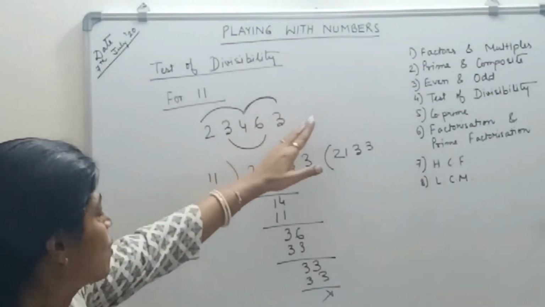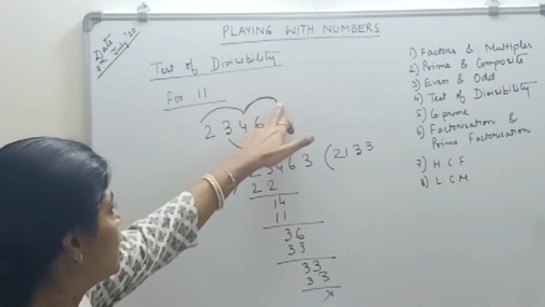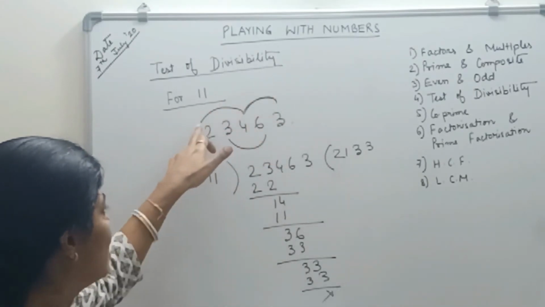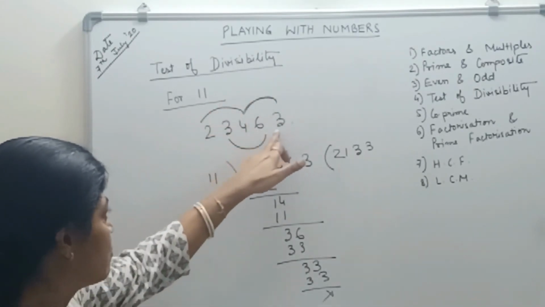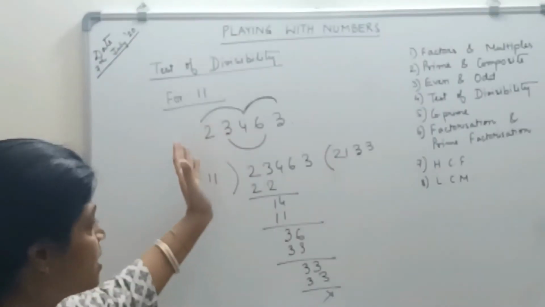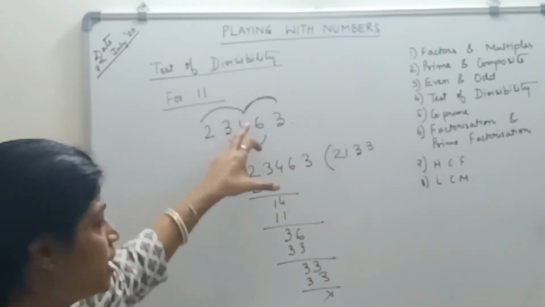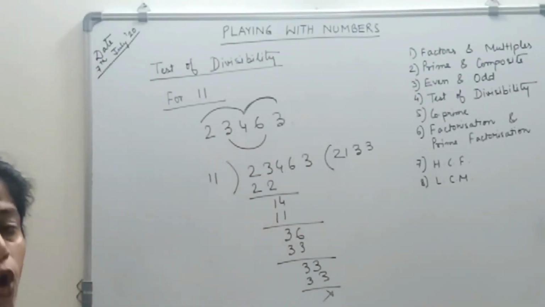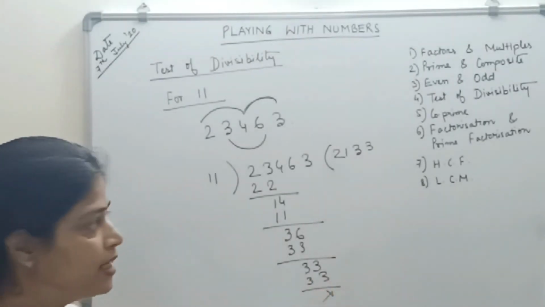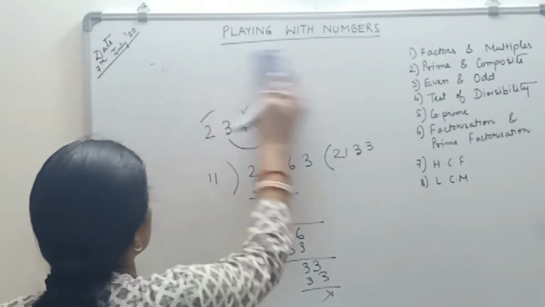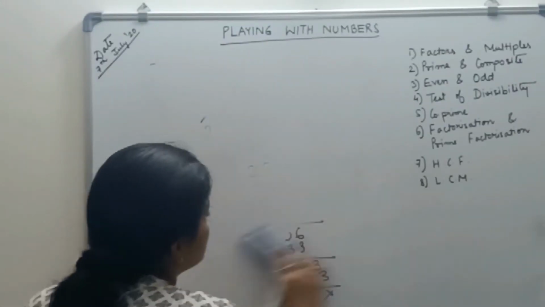So is it clear to you? From the right hand side I will add all the odd place values and all the even place values, and if the difference between these two is either 0 or a multiple of 11, then the number is said to be divisible by 11. Now this is all about our test of divisibility.